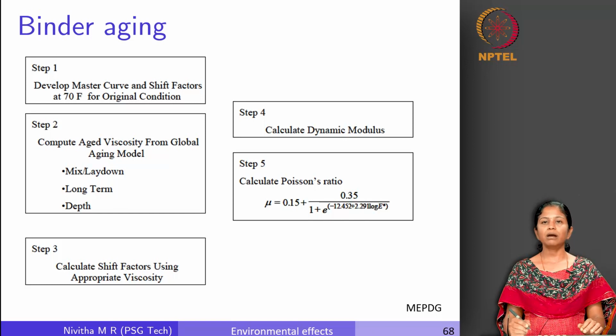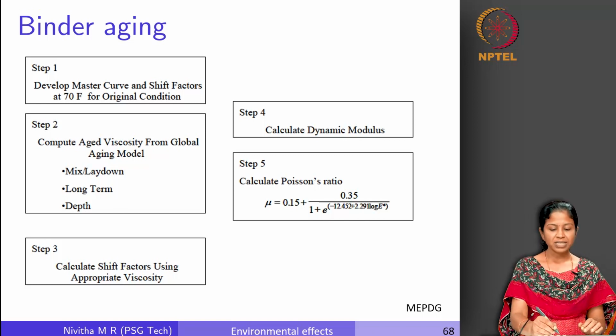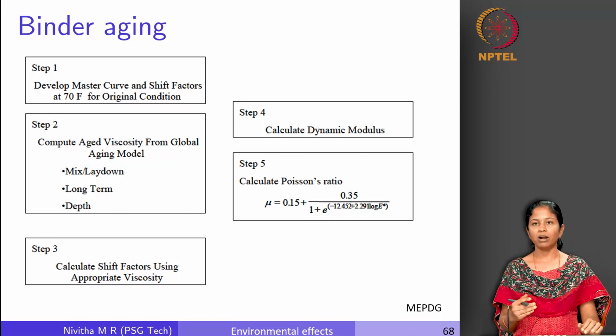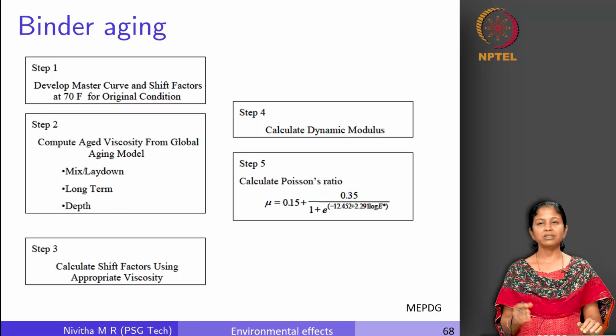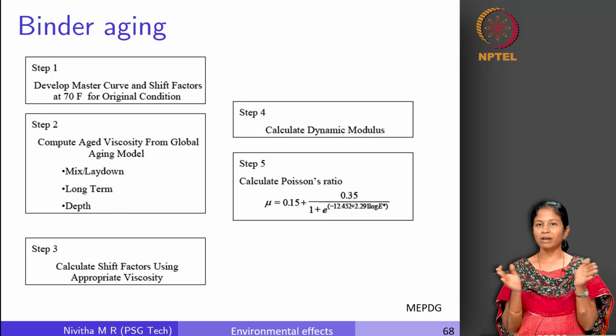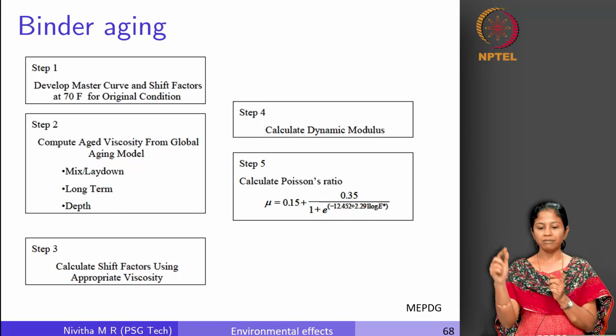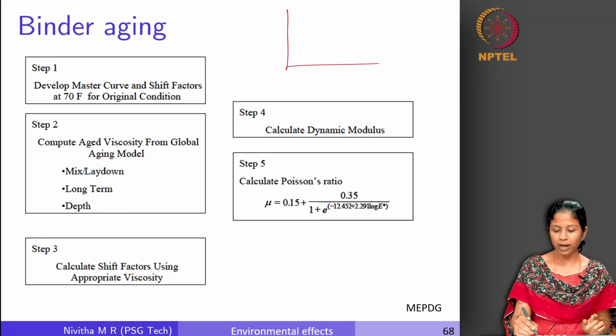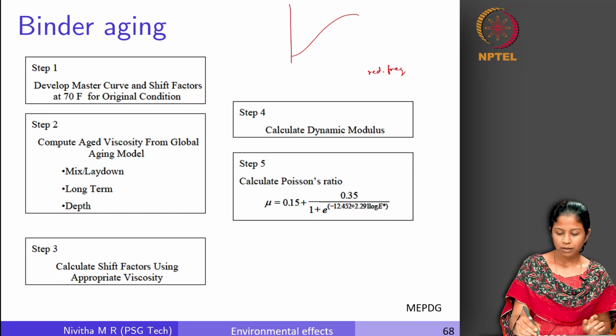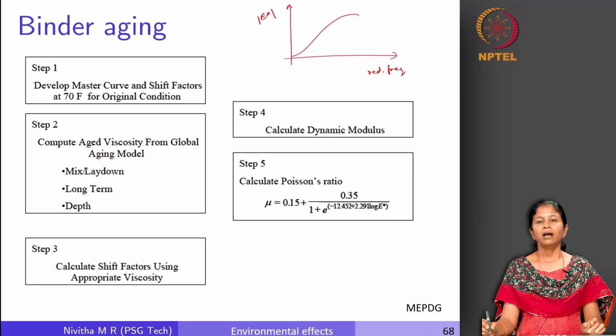So, in summary, what did we do here? First, we do the dynamic modulus test at different temperatures and different frequencies. Now, we combine all of them into one curve, right. So, this is reduced frequency, and this is the dynamic modulus, right.